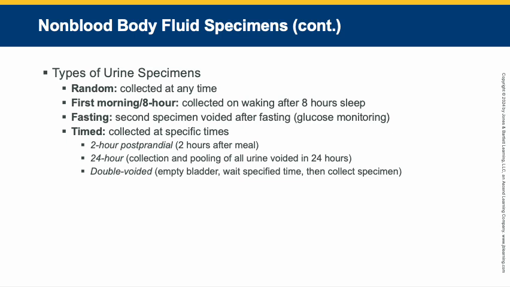Okay, another kind of test is a double voided specimen. This is one that requires emptying the bladder and then waiting a specific amount of time, usually around 30 minutes, before collecting the specimen. It's the most commonly used test for urine for glucose and ketones. So remember that. They empty the bladder, wait about 30 minutes, and collect the specimen. That's double voided. You don't collect the first one, but you do the second one.